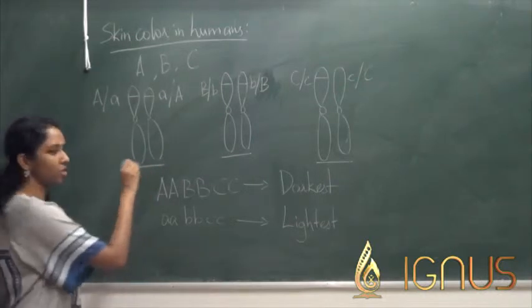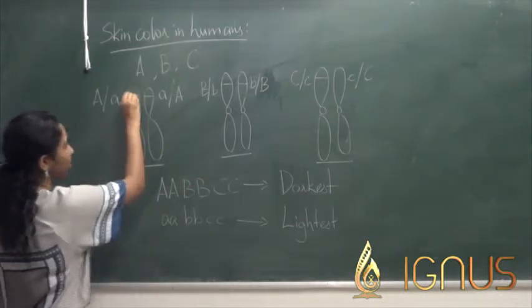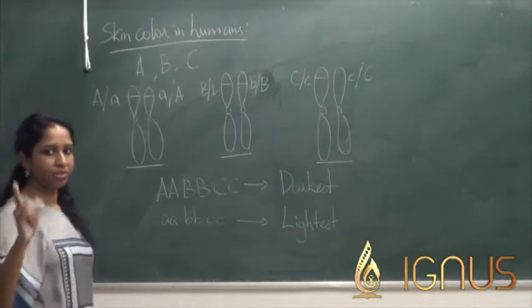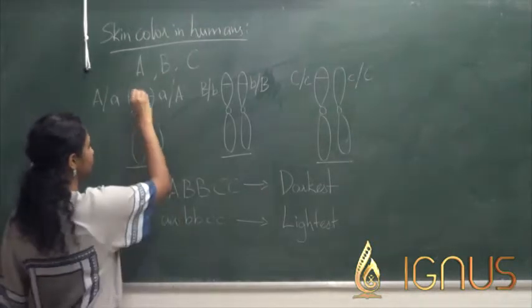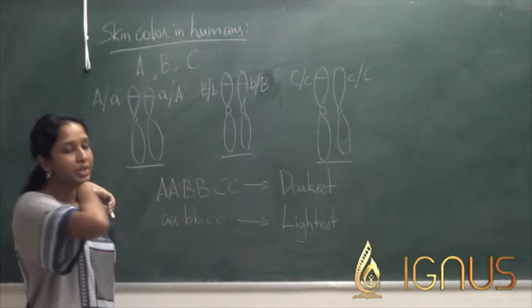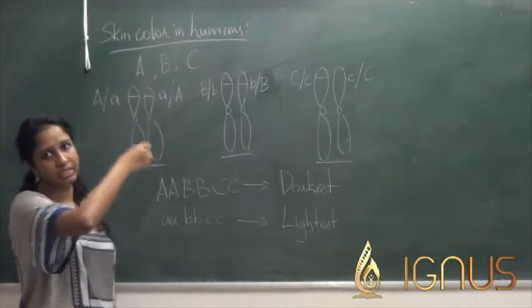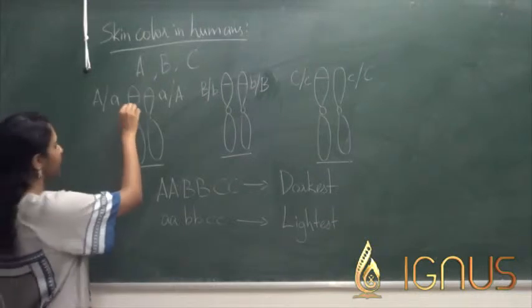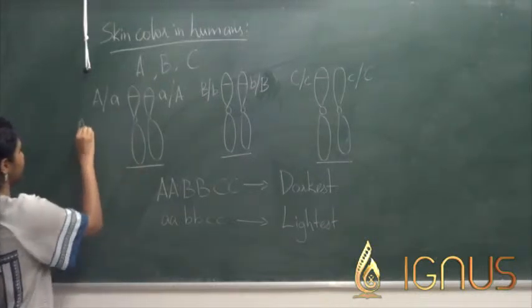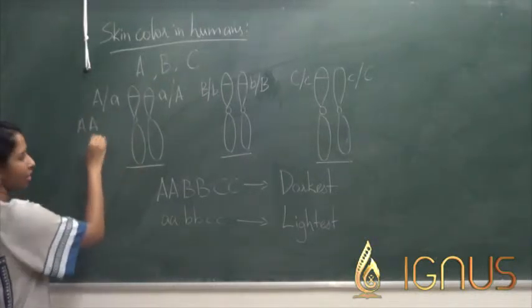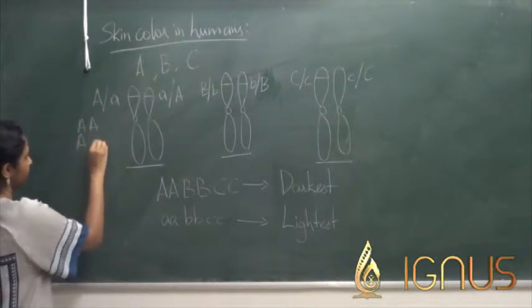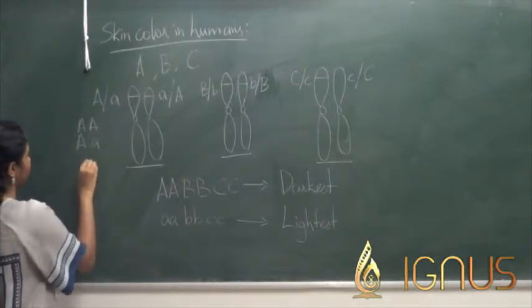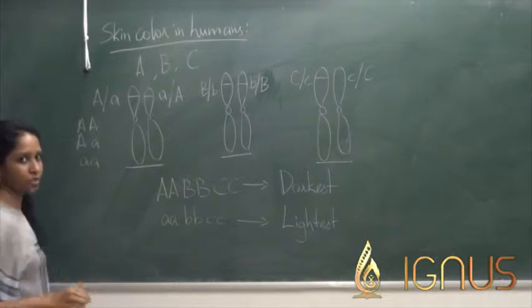Now because they are homologous pairs, there is a locus at which one of the alleles is present. On the same locus on the homologous chromosome, its alternate allele will be present. So the alleles found here can be homozygous dominant, A and A, or heterozygous in this way, or homozygous recessive in this way.